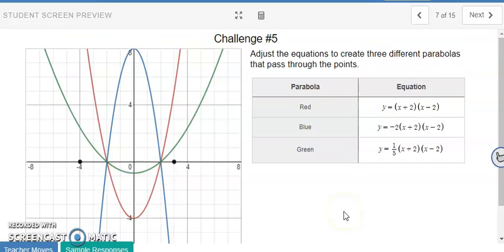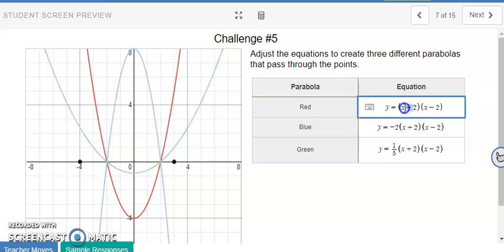In this problem here, it's asking you to adjust the equations to create the 3 parabolas so they actually do work. So we want to adjust to create parabolas that go through the points. The 2 points are at -4 and here at +3. So with the bottom one here, it's going through 2 and -2, and that's based on these factors here.